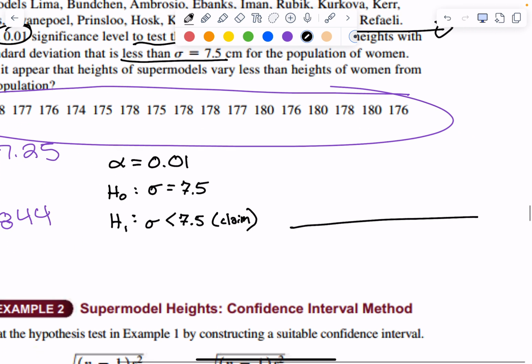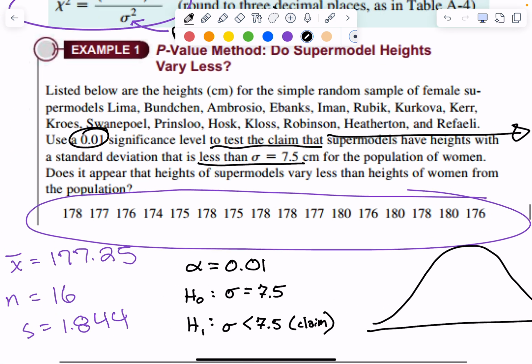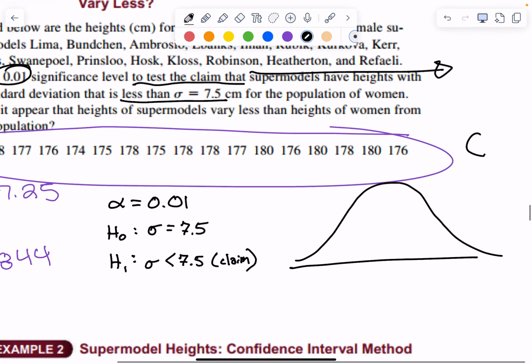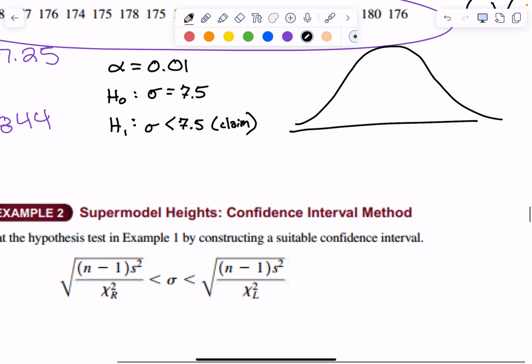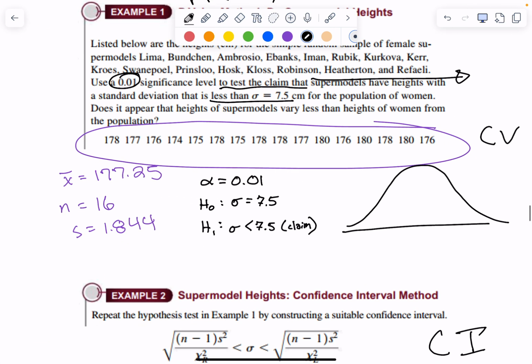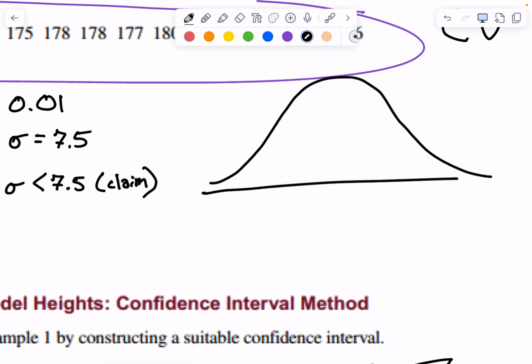Okay, I have my bell curve. And they ask for the p-value method. I'm only going to do the critical value method, and then the confidence interval method. So we have a critical value and a confidence interval method style. Got it? We don't have p-value for this one or for mean. I mean, you can do it, but you have to type stuff into a calculator, and I don't want to do it that way, okay? All right.